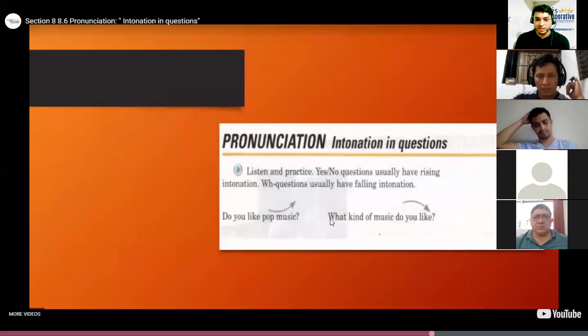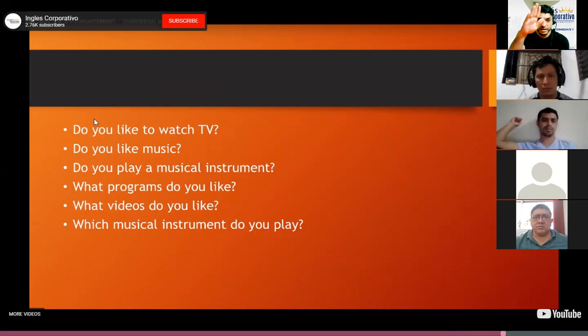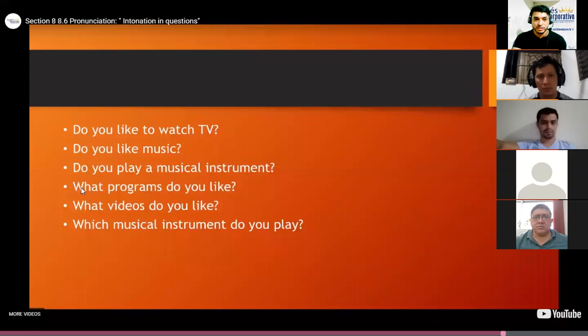And then when we use a WH question, for example, what kind of music do you like? This goes down. At the end of the question, our voice goes down in this case. When we use the auxiliary do, the stress is a little bit higher at the end of the question. Do you like pop music? And in a WH question, the end goes down. What kind of music do you like? So let's practice some of these examples. Remember, do we go up at the end? We stress our voice at the end of the question. And with WH questions, we bring the intonation down. So let's practice.